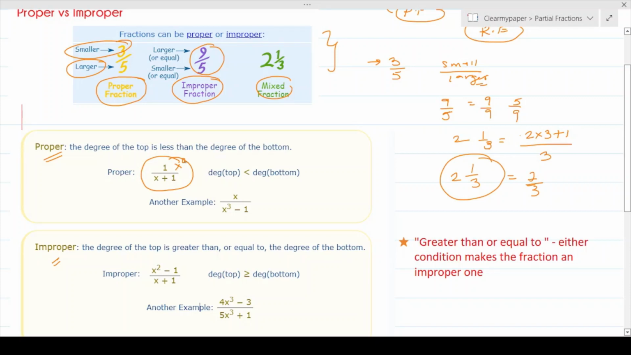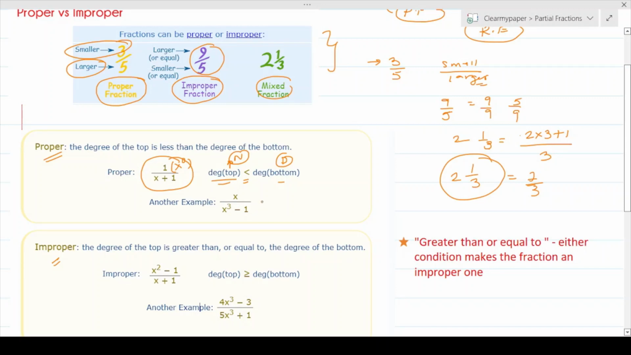Anything raised to the power of 0 is 1. So we can assume that in the numerator we have x to the power of 0. So in this case, the degree of the numerator, top is the numerator, is less than the degree of the denominator. Again, let me repeat. The degree of the numerator on the top is less than the degree of the denominator at the bottom. Whenever you have such cases, just like the number systems, we call this a proper partial fraction.